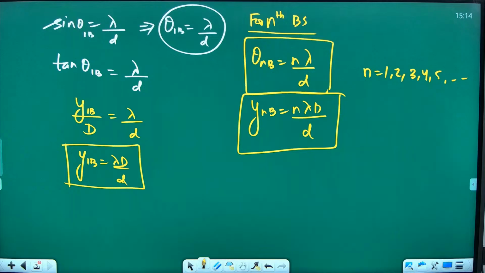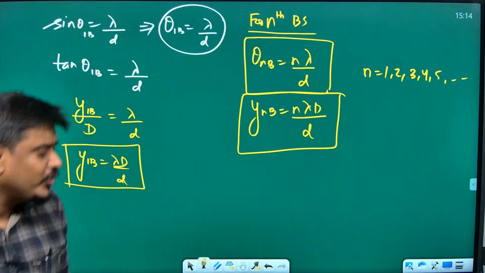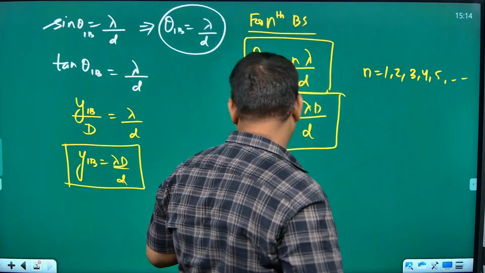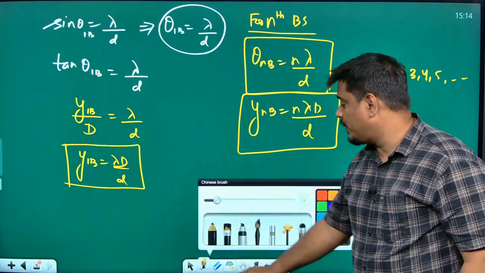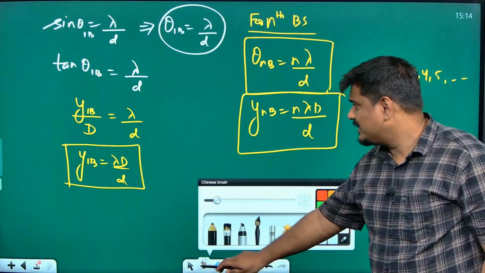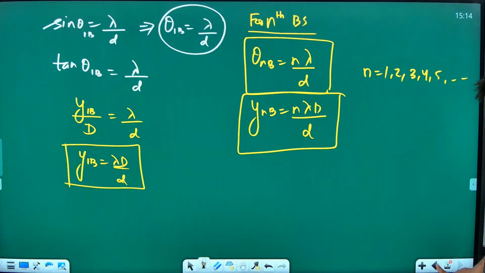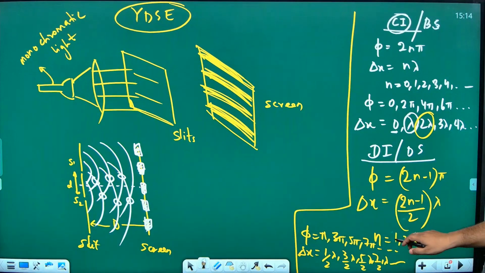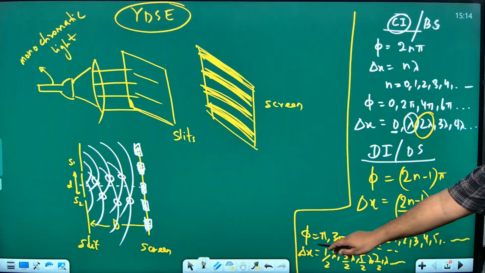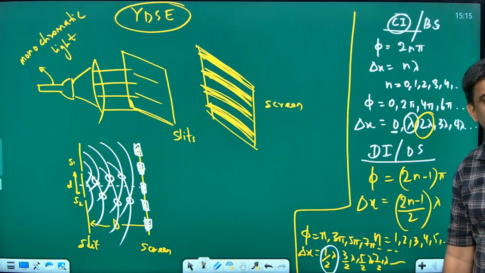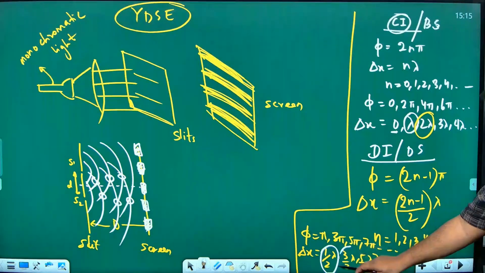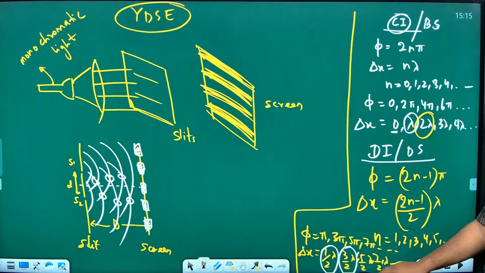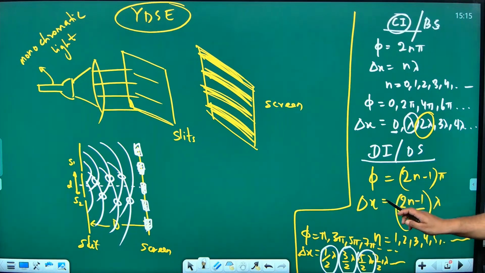I hope you are done. Not only that, if you want to write the location of a dark spot, just change it accordingly. For example, for the first bright spot we took delta x as lambda. What will you take for the first dark spot? For the first dark spot you will take delta x as lambda by 2, isn't it? For second you will take 3 lambda by 2. For third you will take 5 lambda by 2. For nth you will take (2n minus 1) by 2 into lambda.